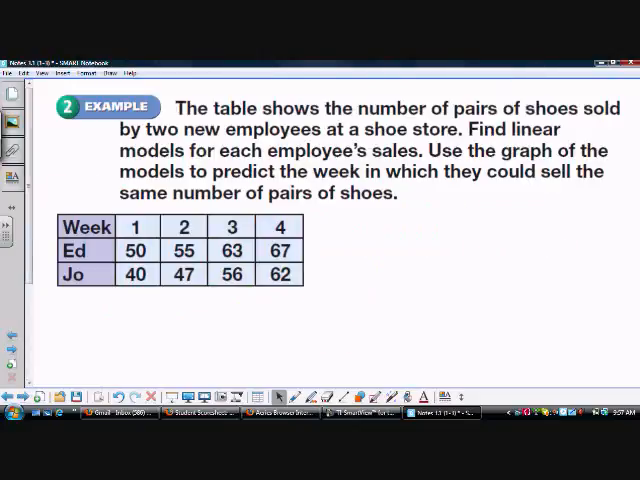Now you need your graphing calculator. Got it out? So this is a problem where we're going to do a linear regression. The table shows the number of pairs of shoes sold by 2 new employees at a shoe store. Find a linear model for each employee's sales. Use the graph of the models to predict the week in which they could sell the same number of pairs of shoes. Okay, week 1 Ed sold 50, week 2 55, week 3 63, and so on.